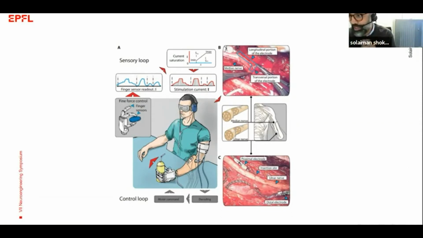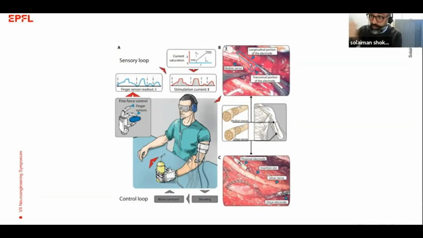These are called TIME electrodes. I will show you a bit more in detail in the next slide. They are implanted in the median nerve and the ulnar nerve of this subject. This subject is a transradial amputee patient, and the subject can now, with eyes closed, control a robotic hand, touch different objects, feel them, and also have closed-loop control to recognize different objects or shapes.